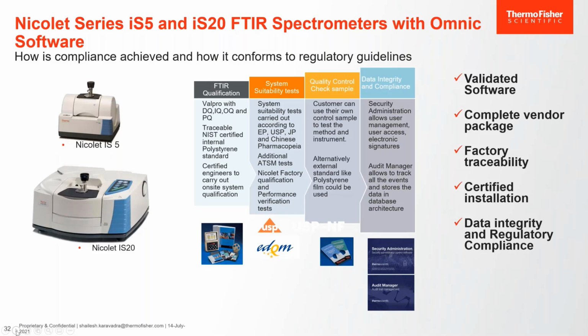Our other systems, which are the Nicolet series iS5 and iS20 FTIR spectrometers, are used day in, day out for very similar applications like raw material verification, some in-process quality control tests, and sometimes even final product verification tests as well. They also comply in a very similar fashion, but with a different set of softwares like OMNIC Spectra, and they are also validated softwares. We provide full compliance in terms of the qualification, system suitability test, data integrity, and compliance.